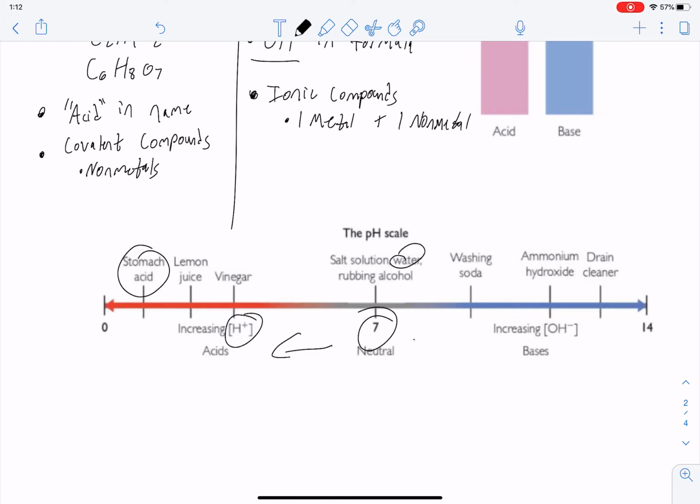Conversely, if we look between 7 and 14, as we increase on the pH scale, meaning as we get more basic, we are increasing hydroxide ions, or OH ions, right? So we're increasing the ability of these molecules to donate those OH ions in the solution.